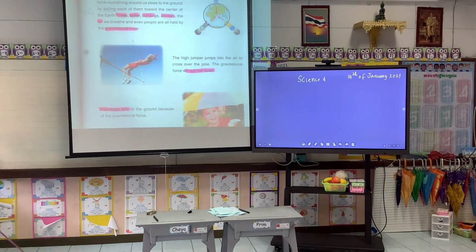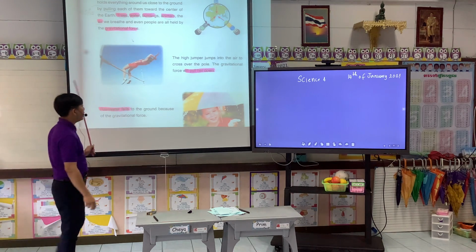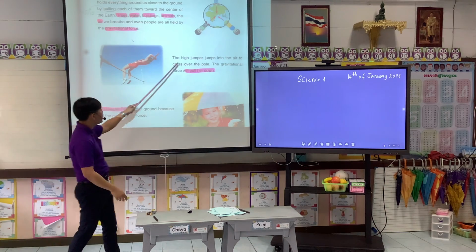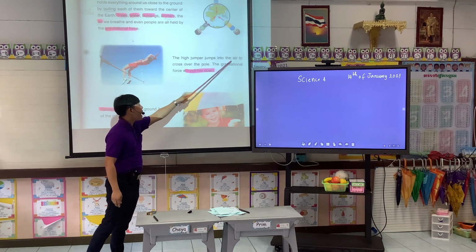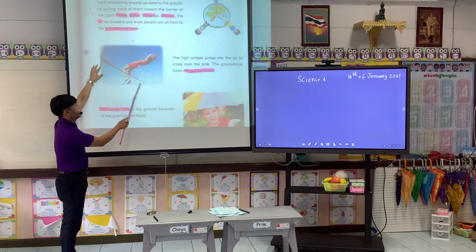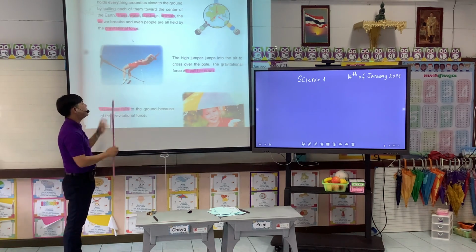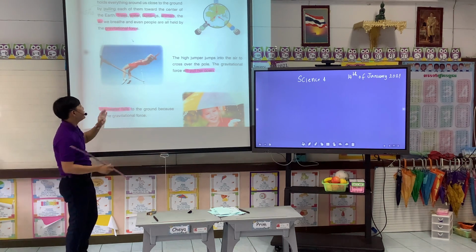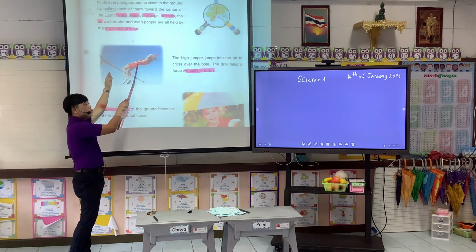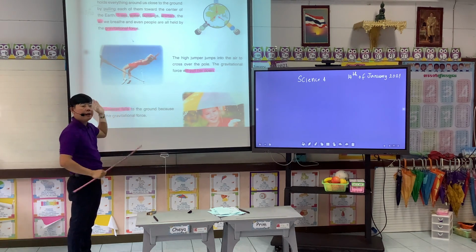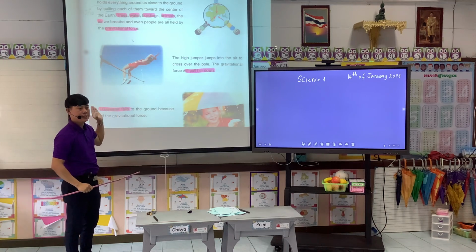Okay, so look at this. A young lady is doing a high jump. The high jumper jumps into the air to cross over the pole. This is a pole, right? The high jumper needs to jump over the pole, but at the end, gravity will pull her back down because of the gravitational force.